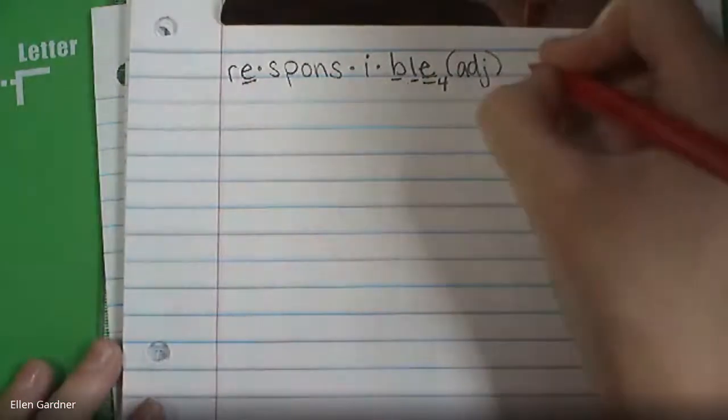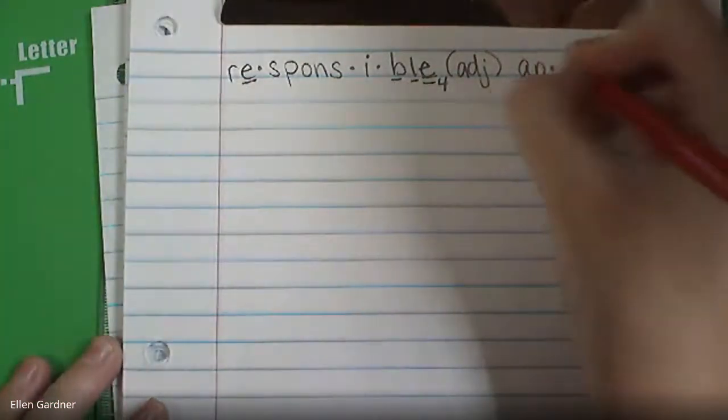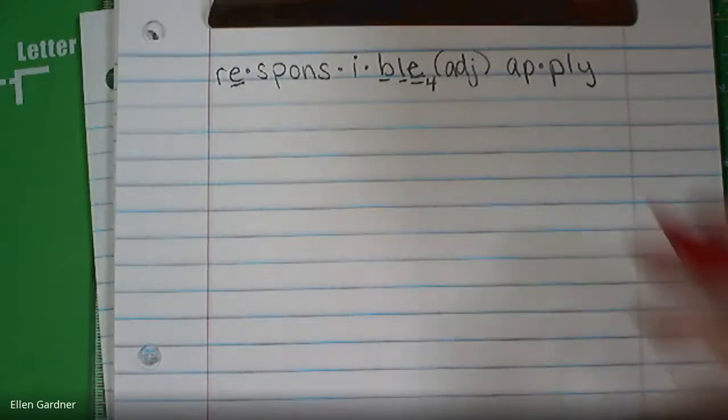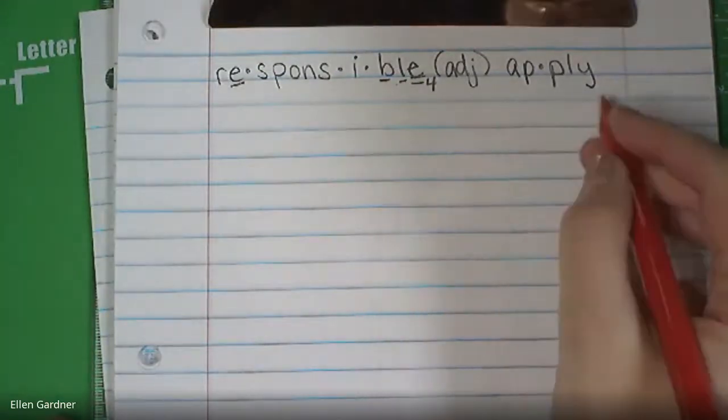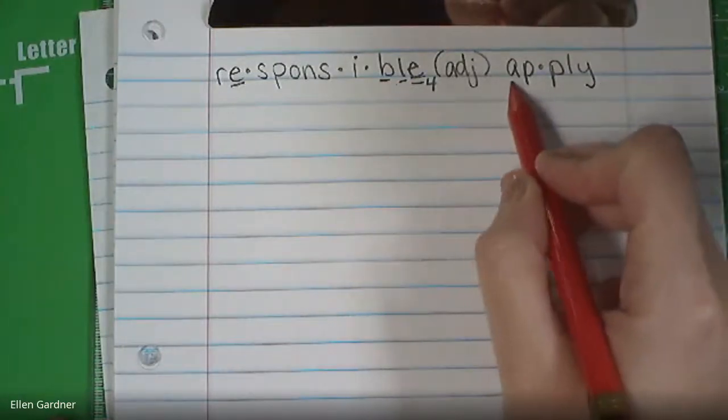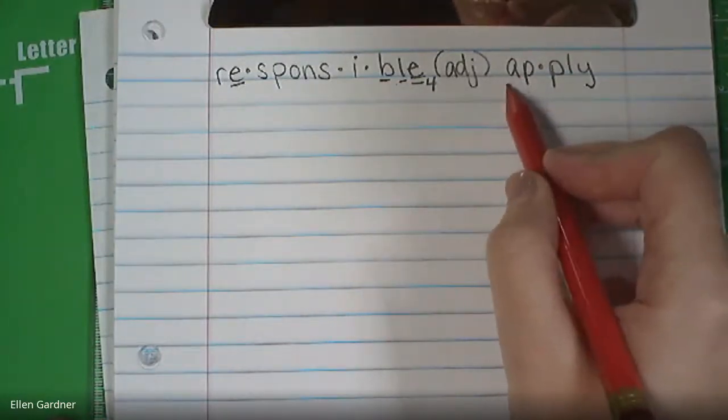Okay, apply. A, P, syllable break. P, L, I. Apply. Check that your spelling matches mine. Now, if we were to read this in a book, we would say apply. So this is an unstressed syllable. How do we mark it?